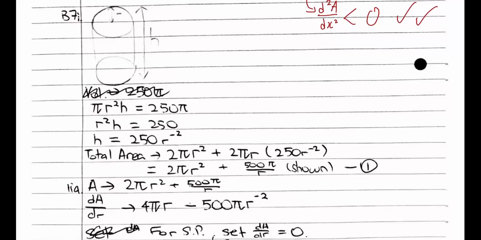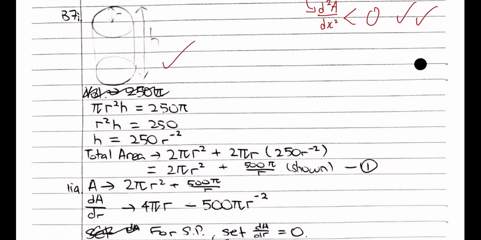P7, let's see. Manufacturing. A closed cylindrical can of base radius r cm and height h cm is to be constructed to hold 250 pi cm cubed. Show that the total area A cm squared of the cylindrical can is given by that formula there. Very good. Finally, draw a diagram.